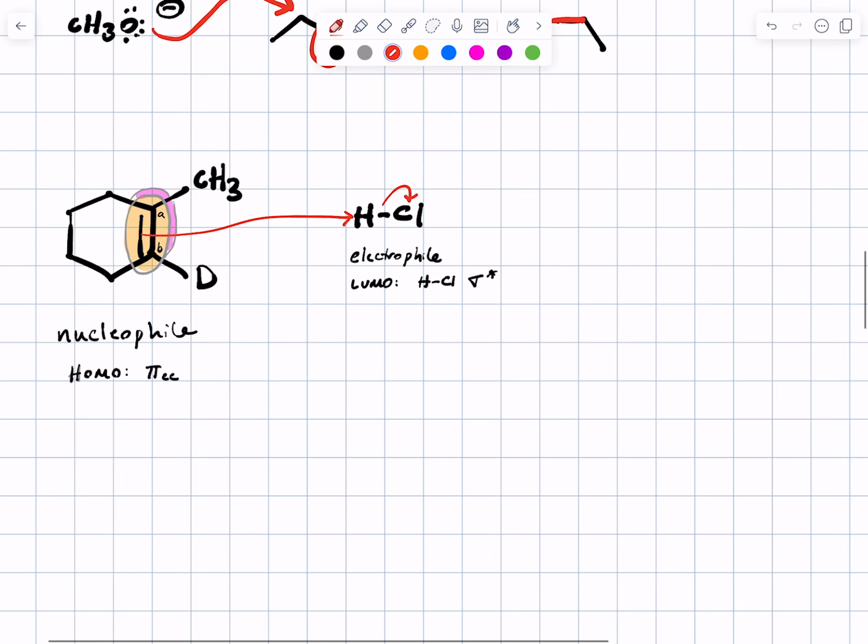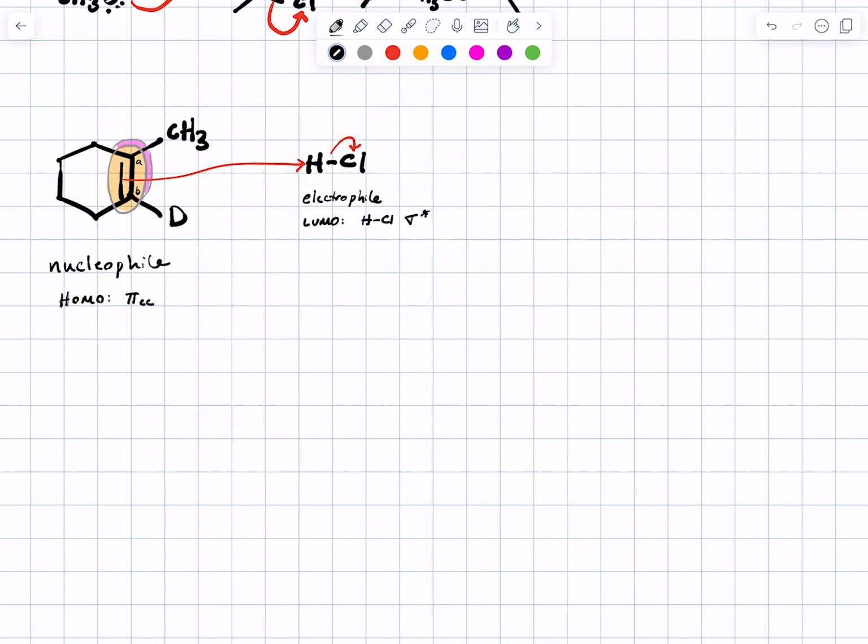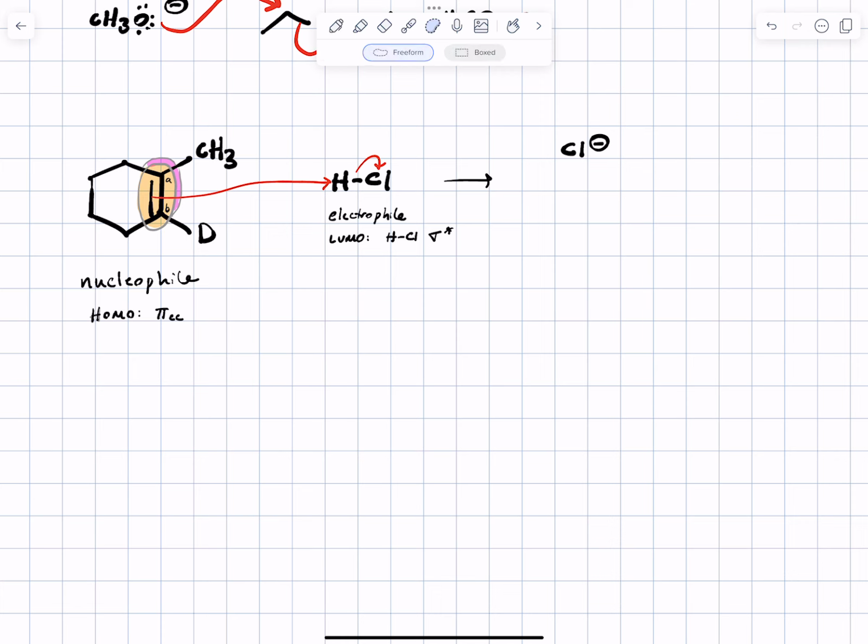Now, some of the products from this point are easy to draw, others are not. The first, of course, is Cl-. Should be pretty easy to draw. That's a good leaving group, but that's the boring one. So now let's talk about what the structure of this molecule should be after we've added that hydrogen.